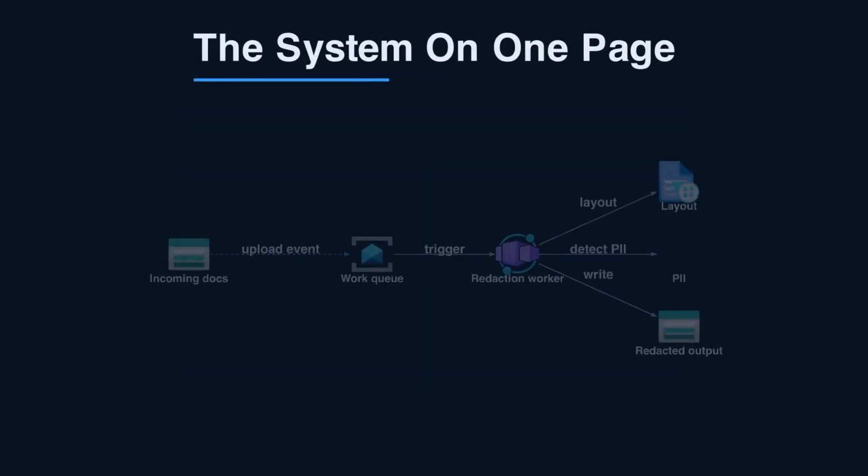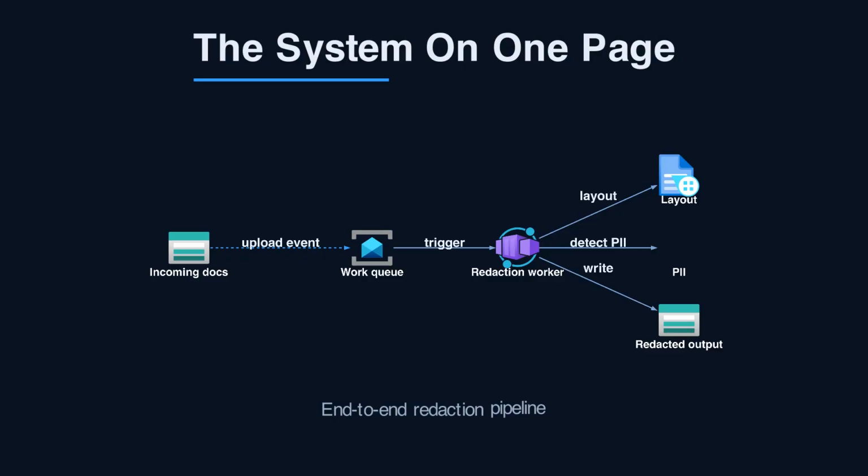Here's the whole system on one page. Blob storage holds the incoming documents. A queue triggers one worker per file. Document Intelligence returns layout with word coordinates. Azure AI Language returns PII spans with offsets. We fuse them, draw black boxes, then write output. 3 things matter today: layout extraction, span-to-box mapping, and batch scale. The mapping step is where most builds quietly break.